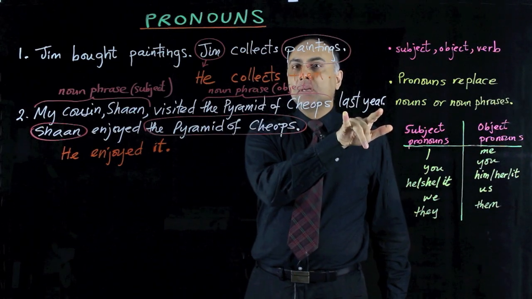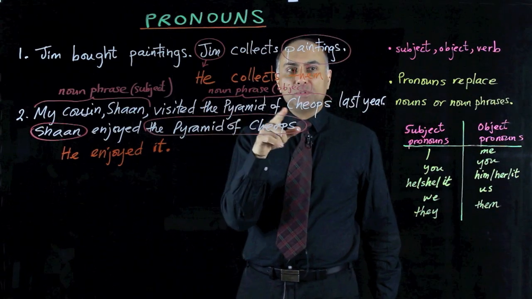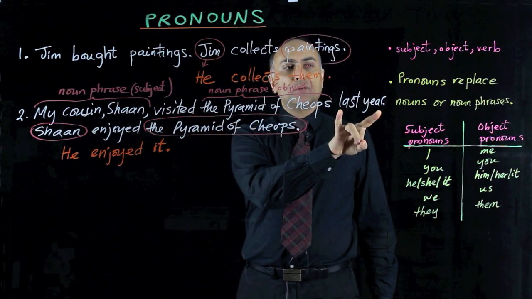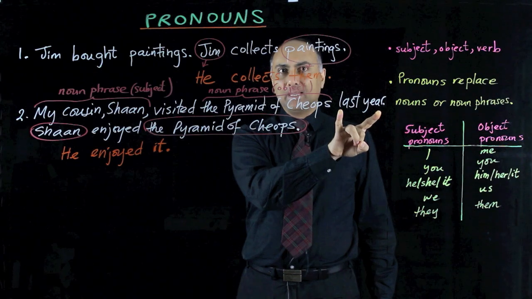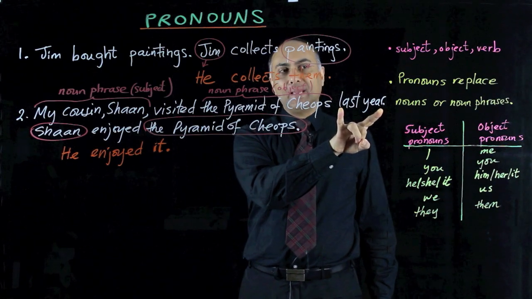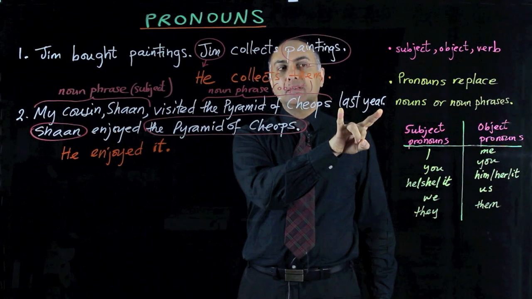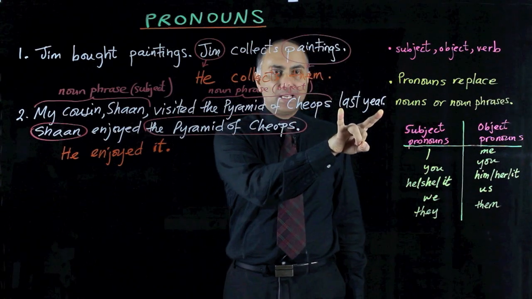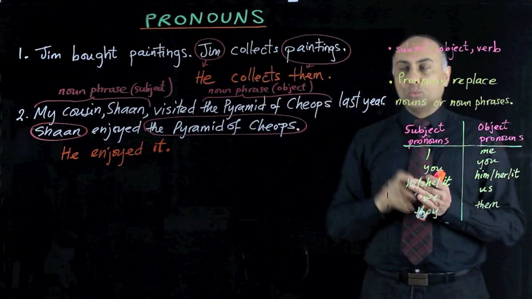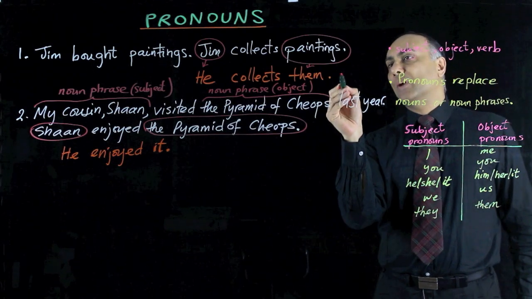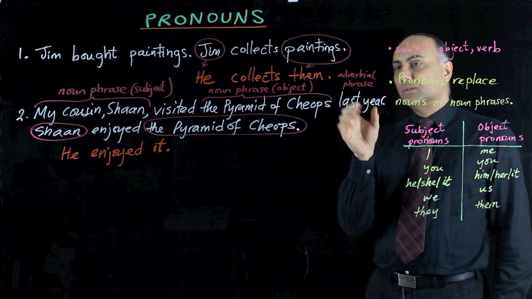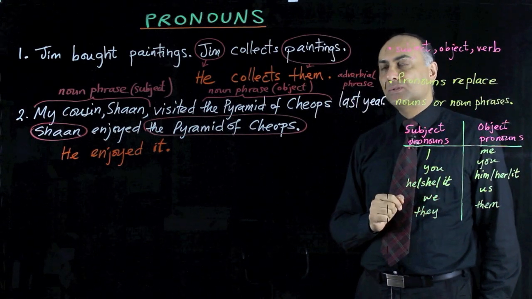The original sentence, my cousin Shan visited the pyramid of Cheops last year, had an extra part here, which is neither the subject, nor the object, nor the verb. So what is it? Well, you should recall from the unit on adverbs that this is an adverb of time, except that because it's not a single word, it is a phrase because it's more than one word. We would call it an adverbial phrase. So this acts as an adverb, but because it is not a single word, we would call it an adverbial phrase. So it's a phrase that acts as an adverb. So this is telling us when the visit took place.